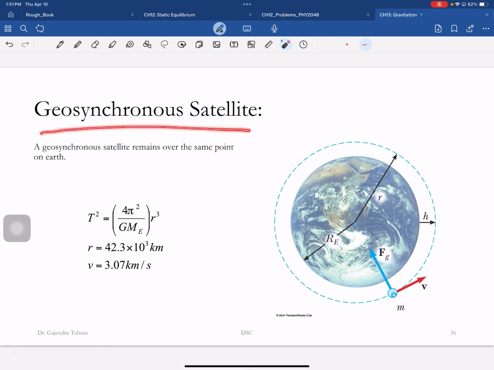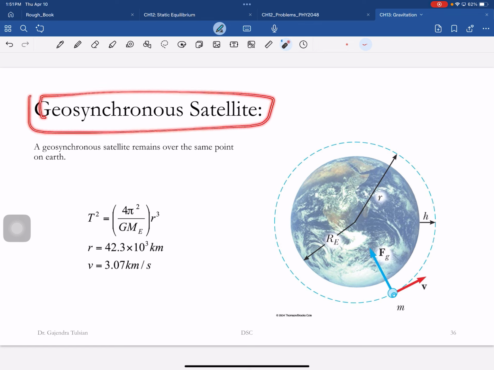A geosynchronous satellite. Do you guys know what this is? It maintains a constant relative position to Earth, to whatever's below it.